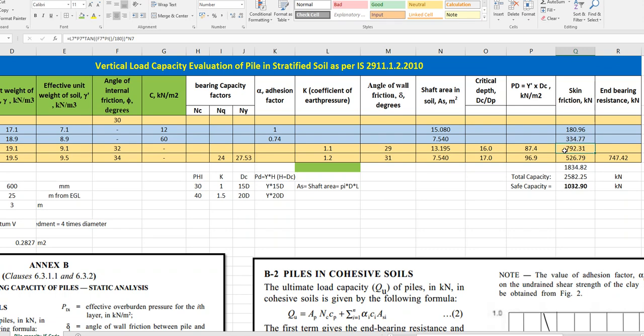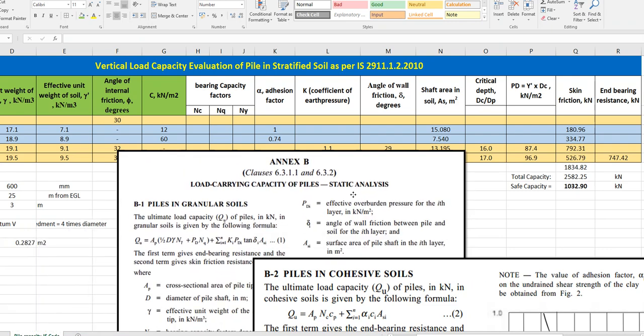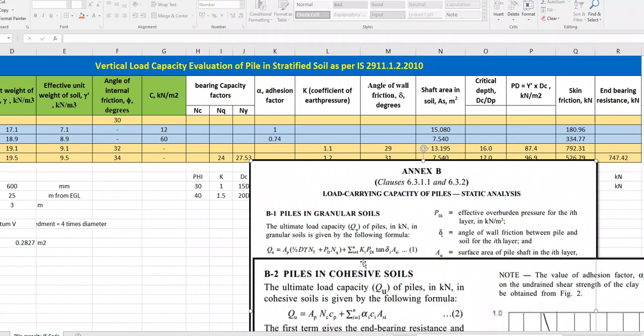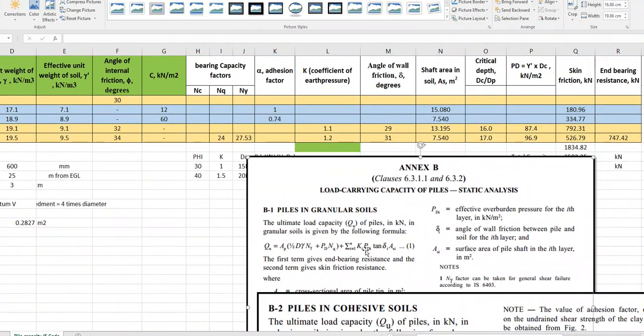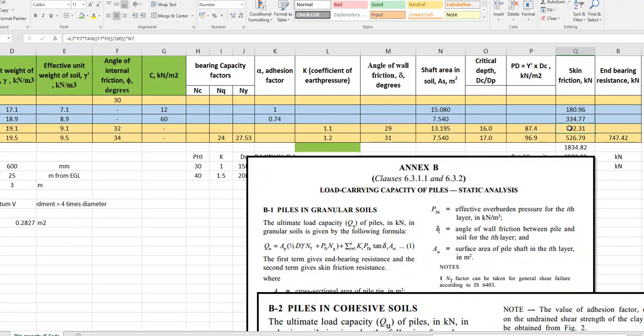Now we have sandy soils in stratum 4 and 5, so we'll have to use the expression for sandy soils. For sandy soils we have this expression, right? This one, K PDI tan delta I ASI. So let's see. We have K. First of all, we have to use C. Where is K? So 1.1. K has been utilized. PDI we have evaluated here. Tan of delta. Where is delta? There is delta.